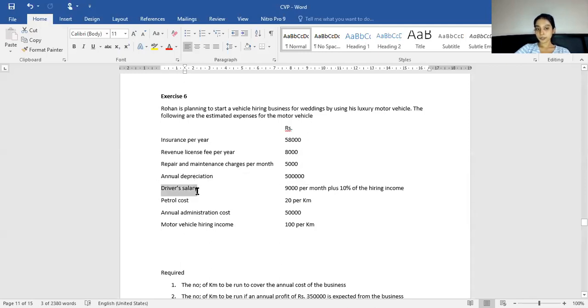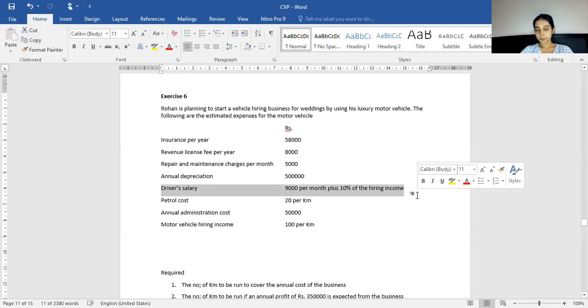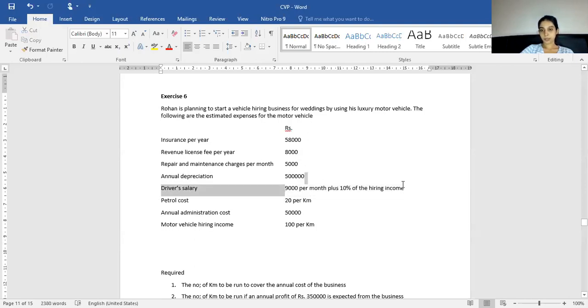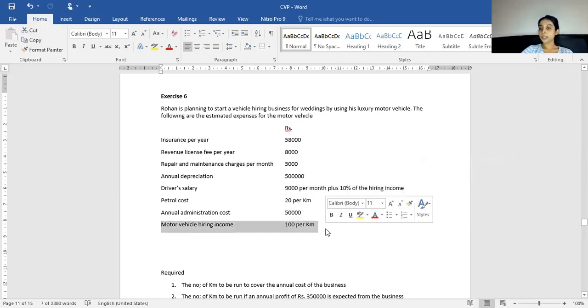So first of all, I will explain this driver's salary part. So here, driver's salary, we calculate it 9,000 per month plus 10% of the hiring income. So what is the hiring income? Motor vehicle hiring income is 100 per kilometer. So at the end of the month or at the end of this accounting period, 10% of the total hiring income will be added to the driver's salary.